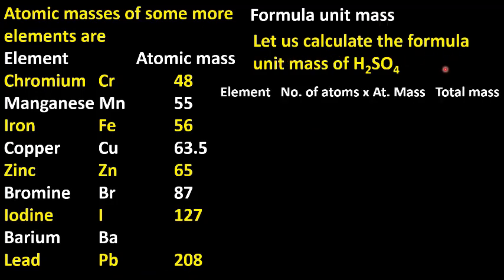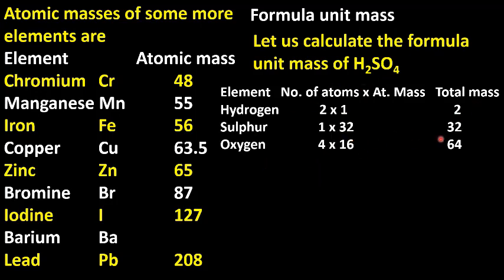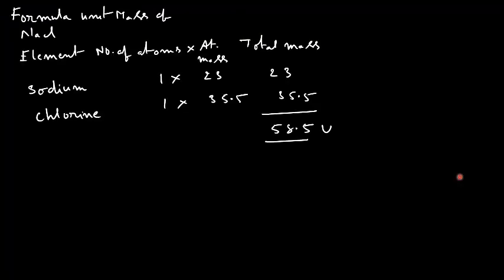Let us calculate the formula unit mass of H2SO4. So, we take this in a tabular form: element, number of atoms into atomic mass, total mass. Hydrogen, 2 atoms are there in this formula, 2 into 1, that is 2. Sulfur has only 1 atom into 32 equal to 32. Oxygen has 4 atoms, 4 into 16. Atomic mass of oxygen is 16, 4 into 16, 64. Total formula unit mass is 98 units.